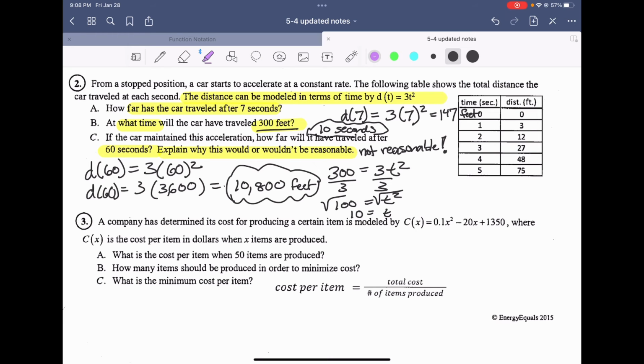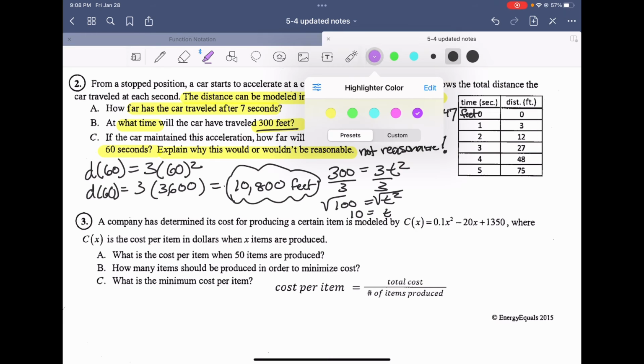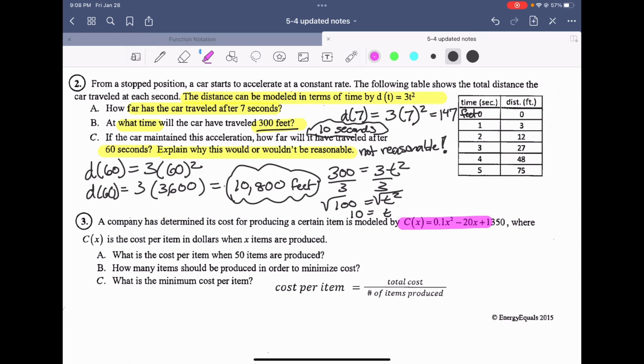All right, so our equation in this case, right here, there's our equation. So I'm going to highlight that. A company has determined its cost for producing a certain item is modeled by this equation, where C of X is the cost per item in dollars when X items are produced. So our independent variable X is how many items they're producing.